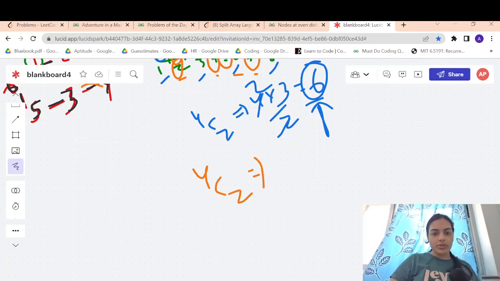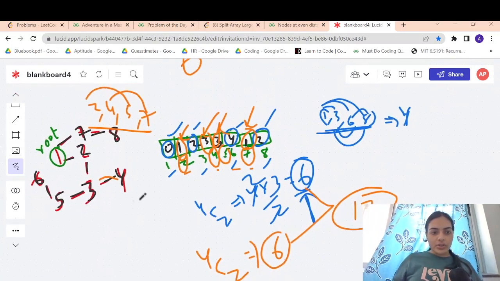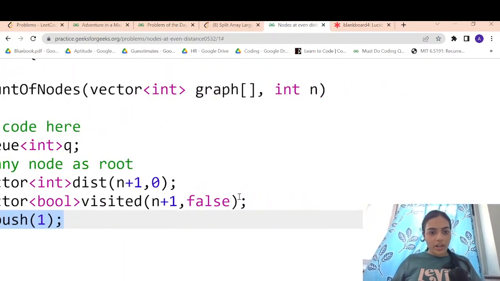So again you have 4 C2, which is again 6. So 6 plus 6, 12. 12 will be the answer in this case, okay? So this is the logic, this is the concept that we are using. Now let's quickly move to code.